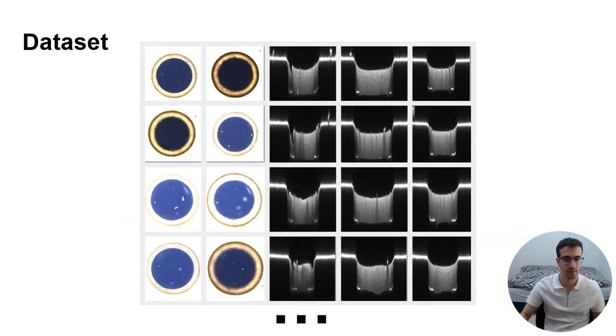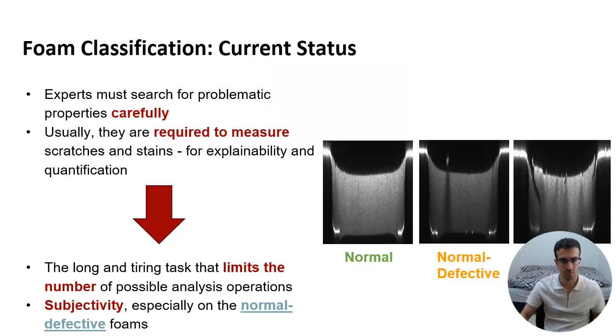Here are some additional examples from the dataset. We can see here that there is a significant variance between the imaging conditions. And so, in order to classify the quality of a given foam, experts must search for these problematic properties, and they're usually required to measure the sizes of the stains or scratches on top of the images. This long and tiring task cannot be done repeatedly and infinitely by human experts. This procedure is also prone to subjective errors, especially on the normal defective foams.